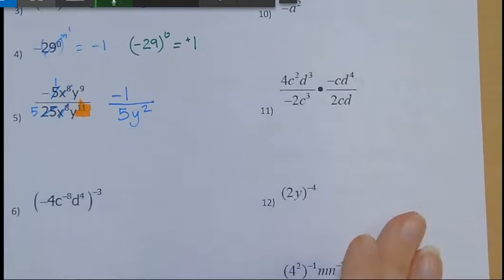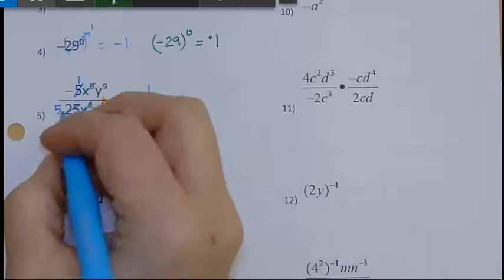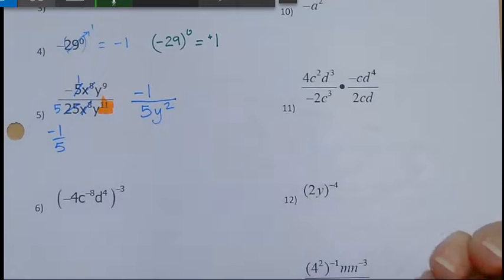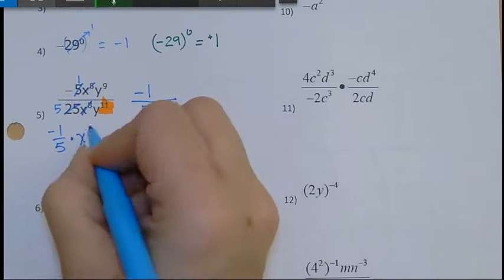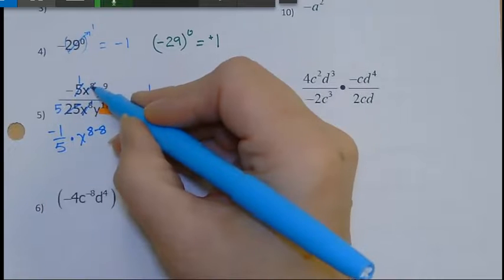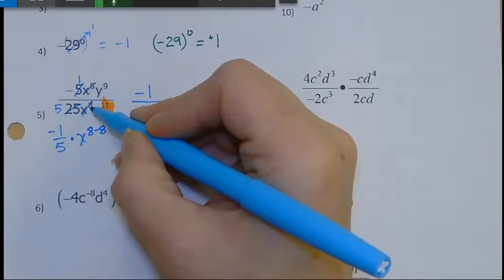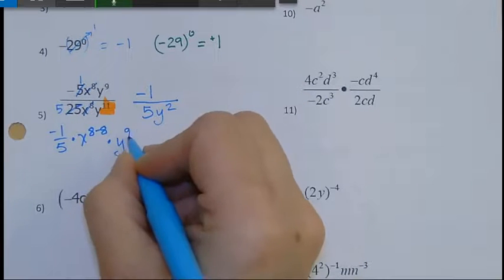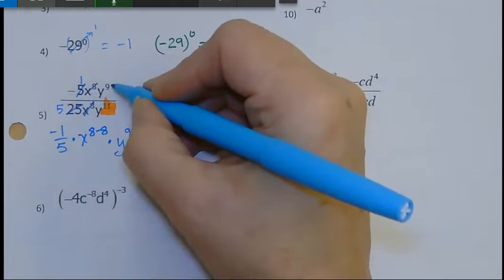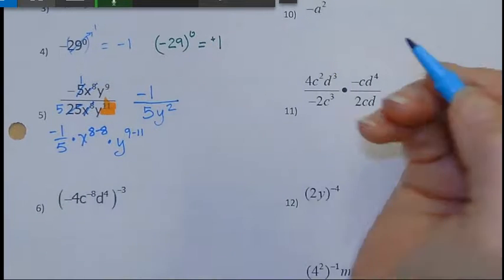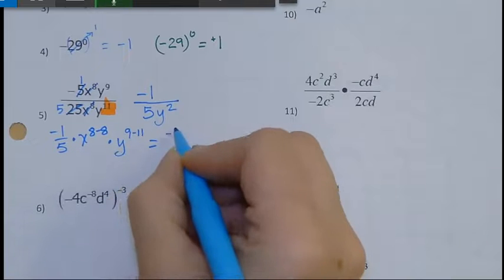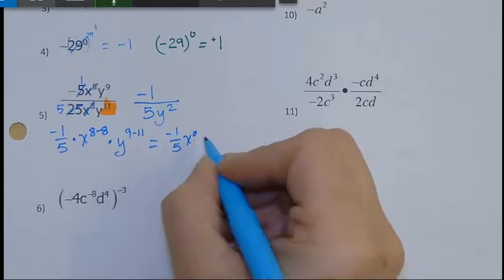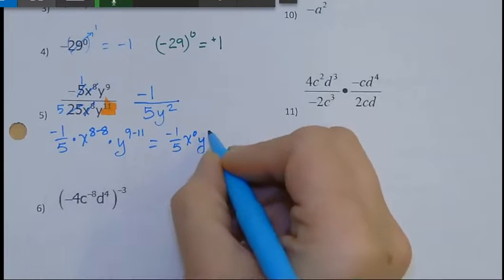the denominator. If we wanted to use the algorithms to solve this problem, I would still have negative 1/5, because negative 5 over 25 simplifies to negative 1/5, times x to the 8 minus 8. Remember, we take the exponent of our numerator and subtract the exponent of our denominator. So 8 minus 8, and then times y to the 9 minus 11, taking the exponent of my numerator minus the exponent of my denominator. When I simplify this, I have negative 1/5. This is times x to the 0, which is, of course, 1. And then I have y to the negative 2.